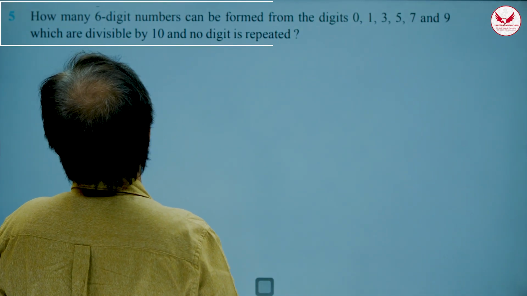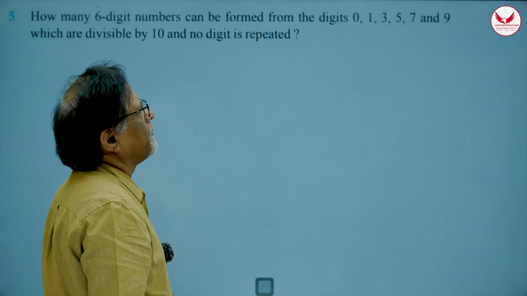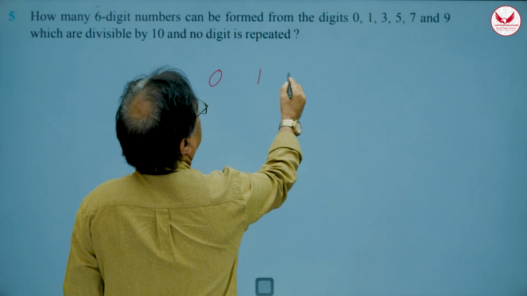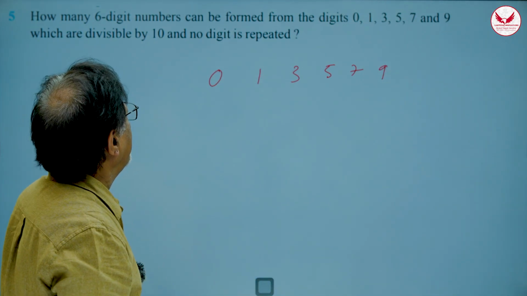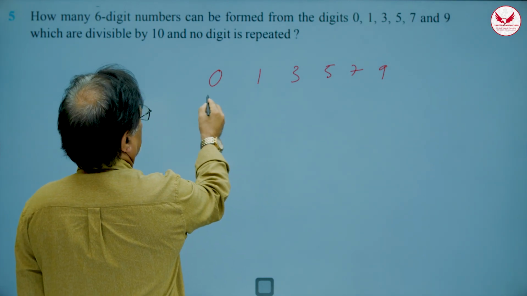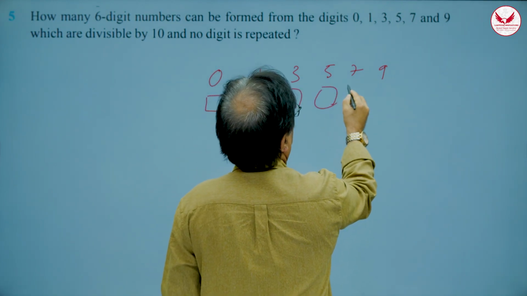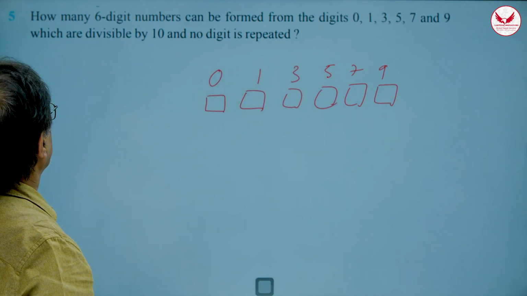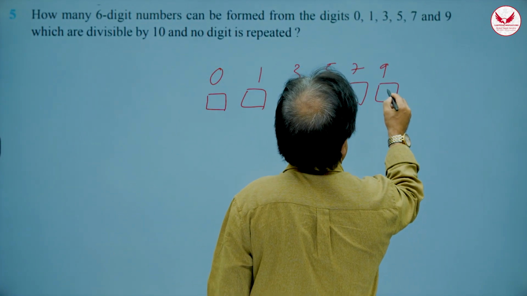Now, let us have a look at problem number 5. How many 6-digit numbers can be formed from the digits 0, 1, 3, 5, 7 and 9, which are divisible by 10? That means we have to utilize all the digits given here. So there are 6 boxes to be filled. But we want the number to be divisible by 10. You all know that if the number is divisible by 10, then the last place, the units place, must be occupied by 0.